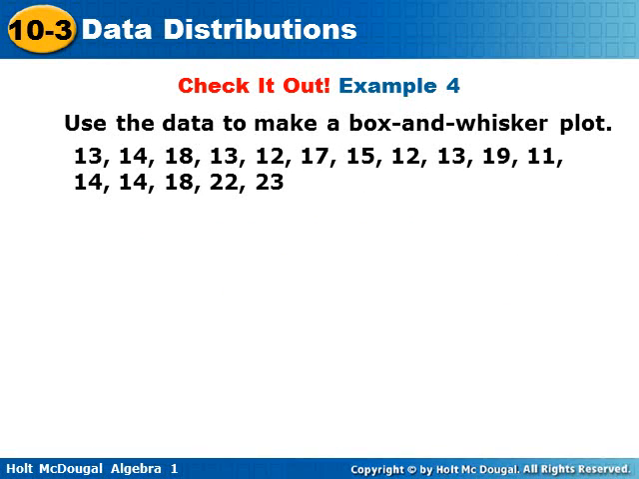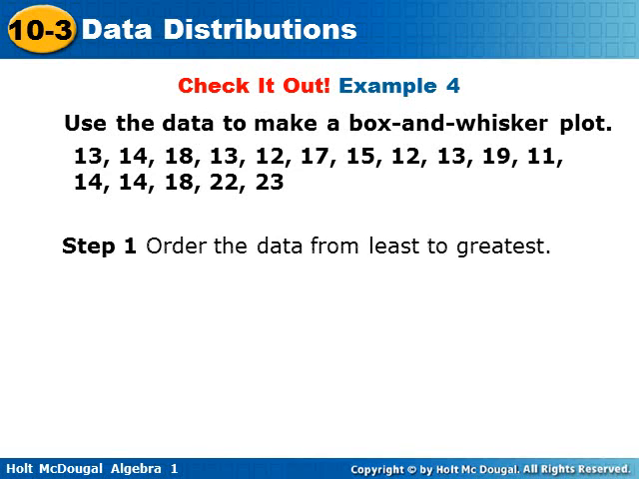was 20. Use the data set to make a box and whisker plot. 13, 14, 18, 13, 12, 17, 15, 12, 13, 19, 11, 14, 14, 18, 22, and 23. This is for you to try on your own, and then you can check back for your answer.